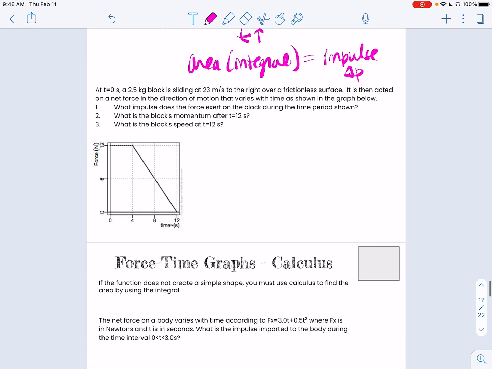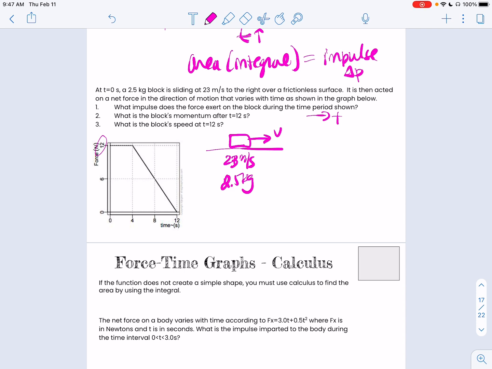Okay, so here might be an example. At t equals 0 seconds, a 2.5 kilogram block is sliding at 23 meters per second over a frictionless surface to the right, and let's make this positive. It is then acted on by a net force in the direction of motion, also positive, that varies with time as shown in the graph below. What impulse does the force exert on the block during the time period shown?